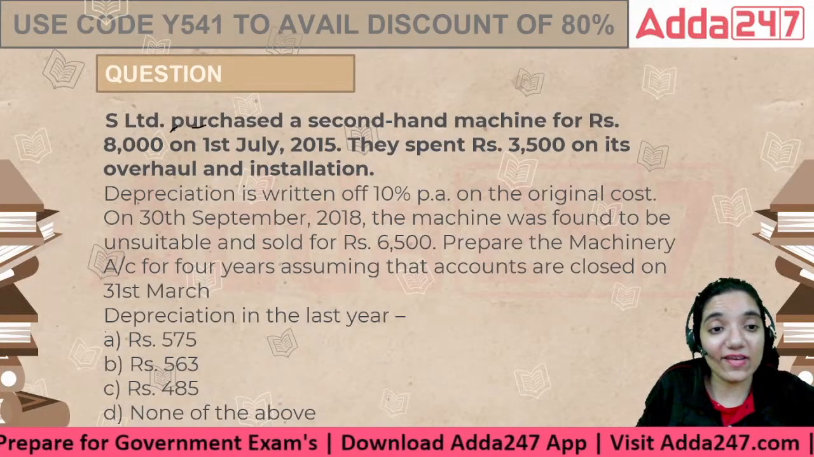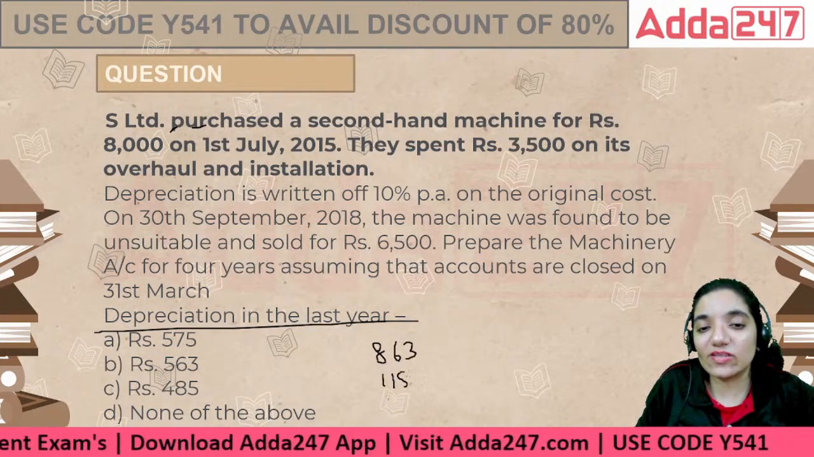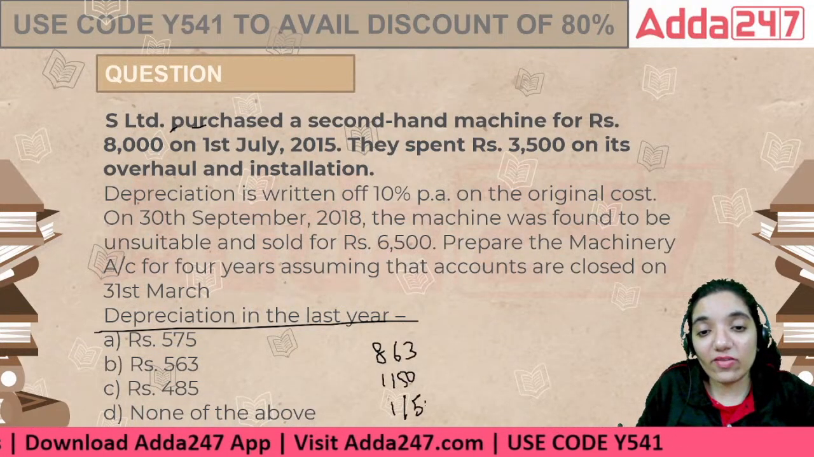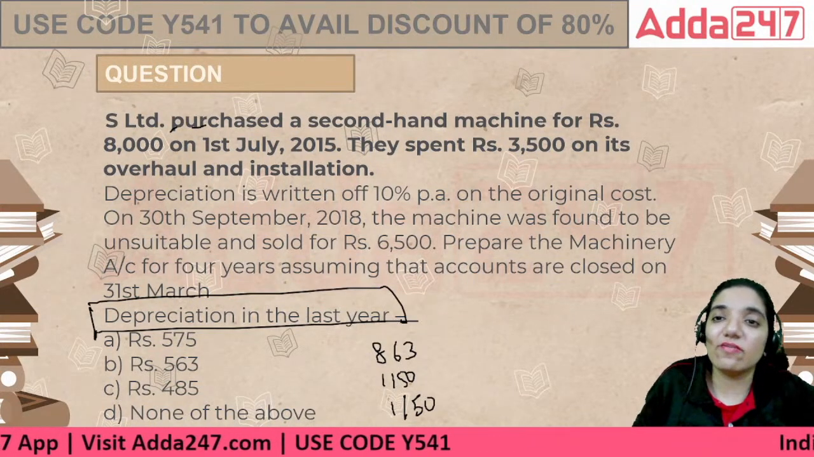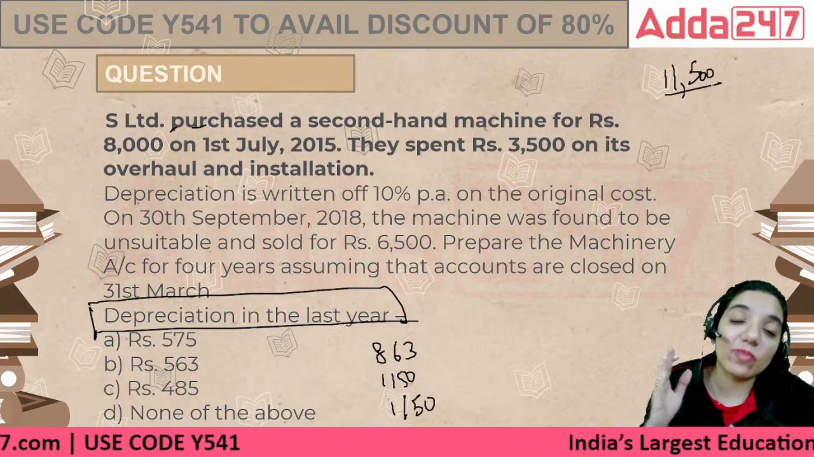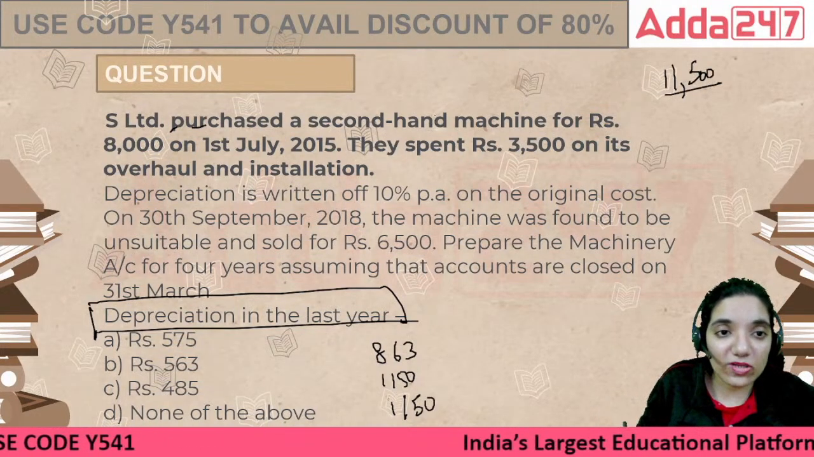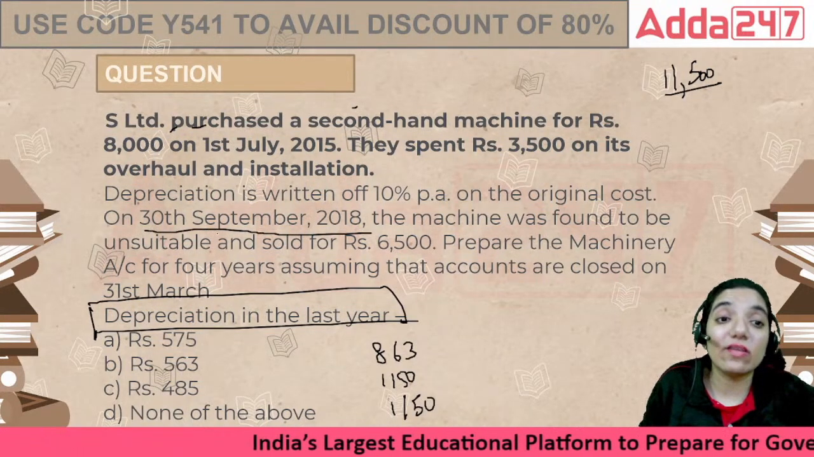We are still not done yet, isn't it? In the first year it was 863, for the next 2 years it was 1150. Now the question says, what's the value at the end of the last year? See, the value of the asset was 11,500 in the last year. That means from 2018 beginning to, what is the value? On 30th of September 2018, used for 30th September.